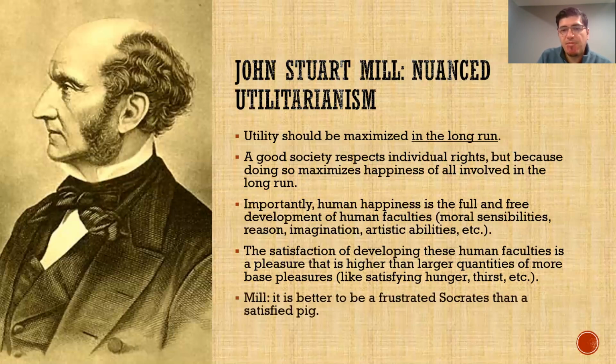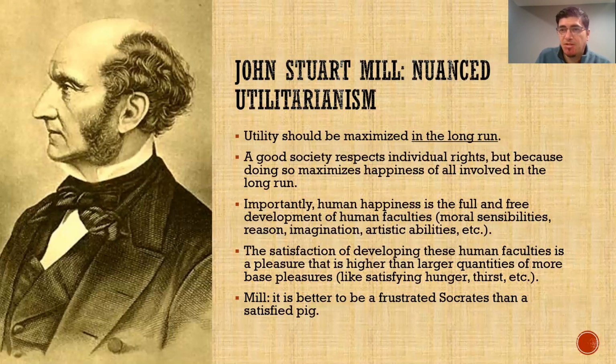So a way of putting Mill's point, and he says this at some point, is that it is better to be a frustrated Socrates than it is to be a satisfied pig. A pig cares about rolling around in the mud, having a lot of sexual pleasure, eating a lot. So very raw, basic pleasures. And a satisfied pig is one that keeps doing it over and over again. It has, from its perspective, a very satisfied life. That is, they satisfy their basic desires constantly.